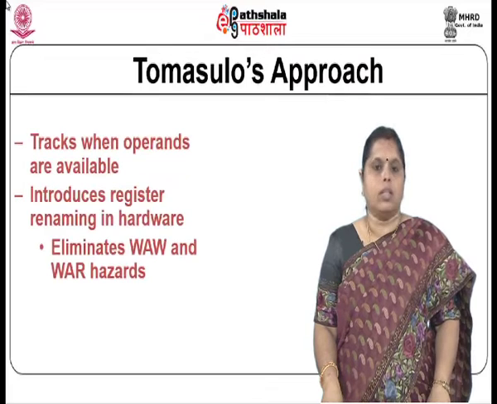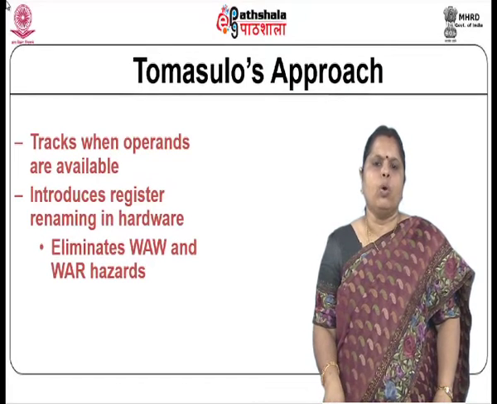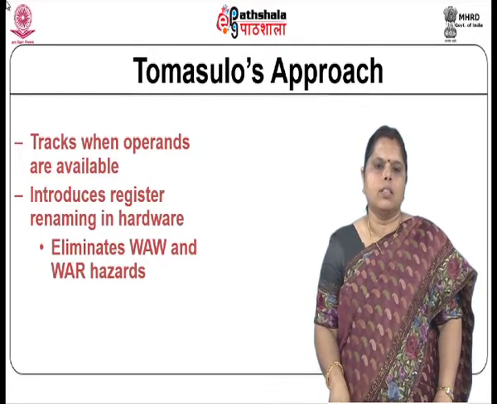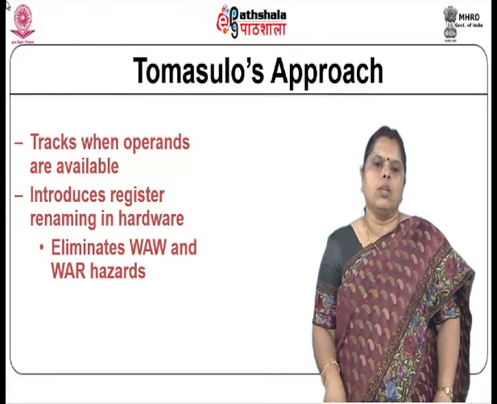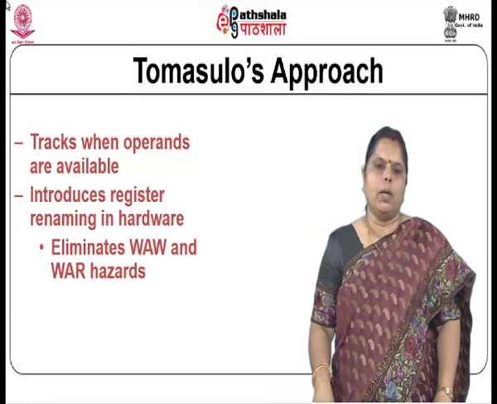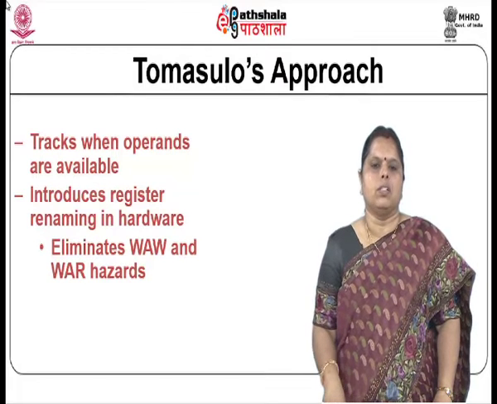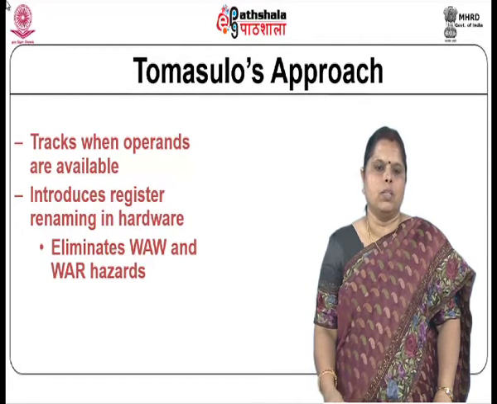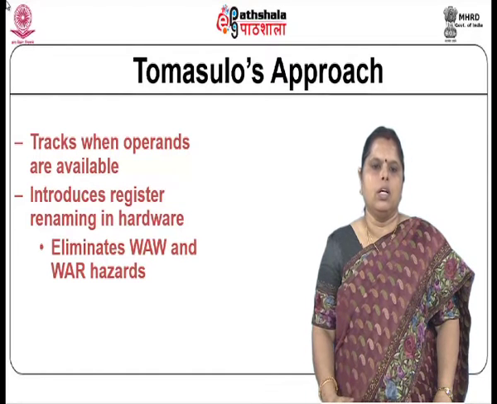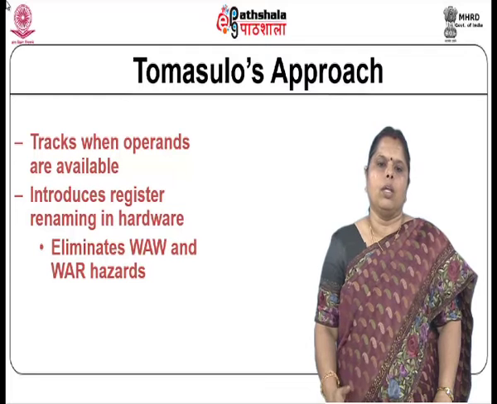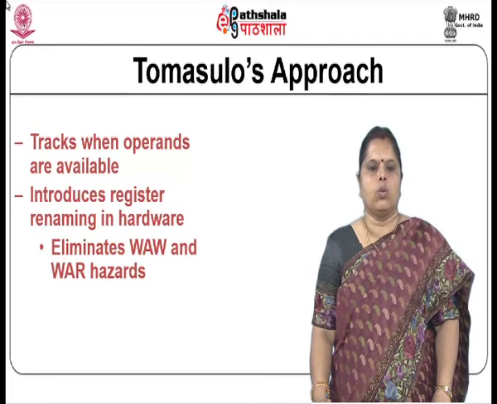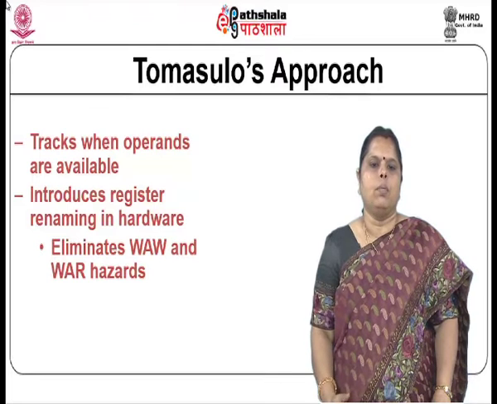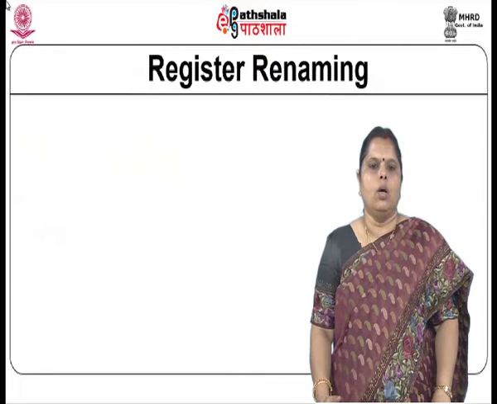So if you look at these instructions, what Tomasulo does is it tracks and finds out when operands are available, and in order to resolve name dependencies, it uses the concept of register renaming. So all the concepts that we discussed earlier, it will do a dynamic unrolling of the loop based on the branch prediction. It will do register renaming in hardware in order to avoid your WAR and WAW hazards. All these concepts are brought in your Tomasulo's approach. And the register renaming basically eliminates the WAR and WAW hazards.